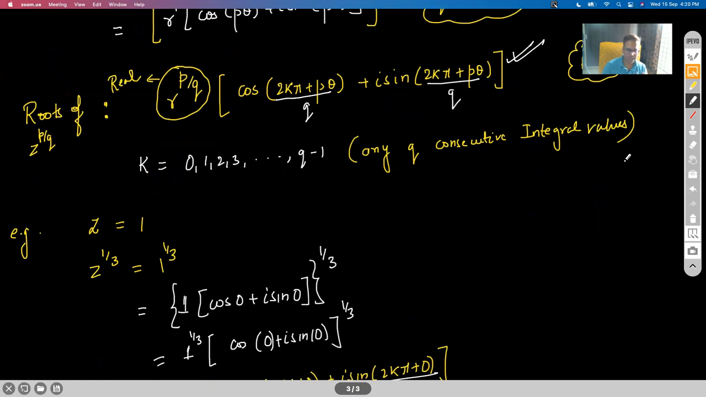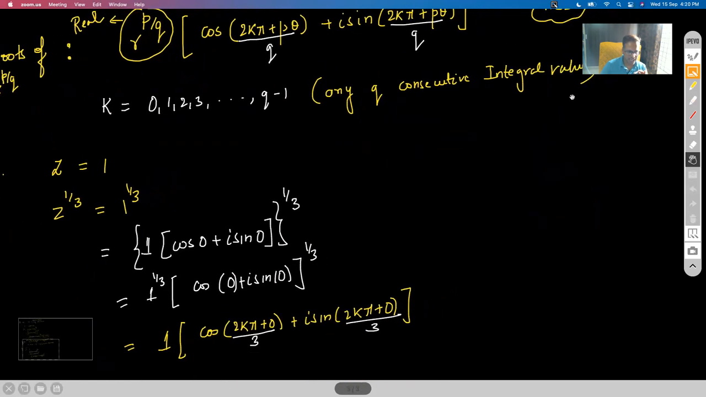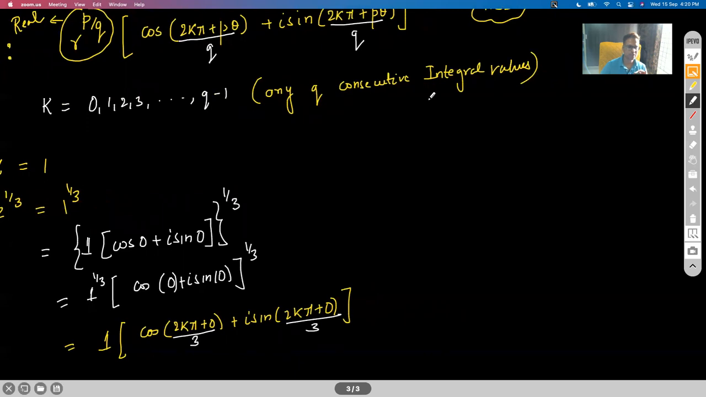Understood. Now k has to be provided with values. You can provide any 3 consecutive integer values, but we normally start from 0. It is not a compulsion. So you can put 0, 1, and go up till q minus 1. Remember here, q is 3, so you have to go till q minus 1, which is 2.